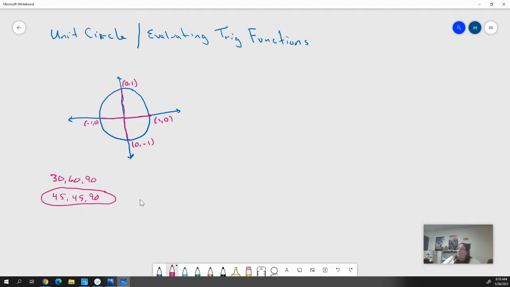If we're looking at this right here, this is a 90-degree angle, right? We know that. We've seen it forever. I can draw a line from here to here, and it's a 90-degree triangle, right? Well, what if my 90 was different?